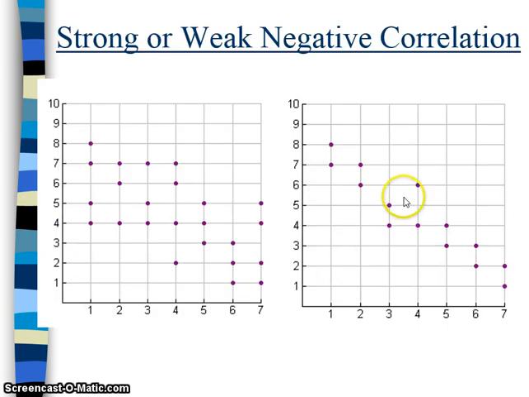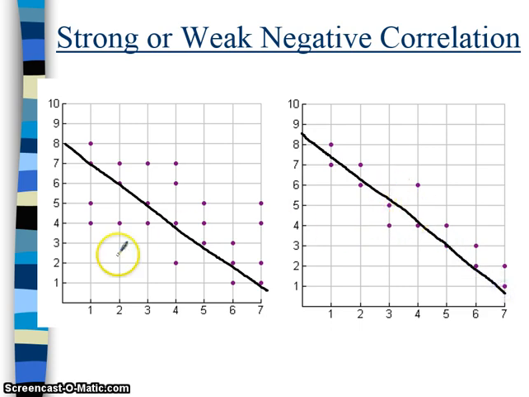Like positive correlation, there can be strong and there can be weak negative correlations. If I draw a line of regression on this graph, down the center of the dots, you can see that they're spread out from that line. Whereas if I draw a line of regression on this graph, they are much closer to the line. We would describe this as a weak negative correlation and this as a strong negative correlation.